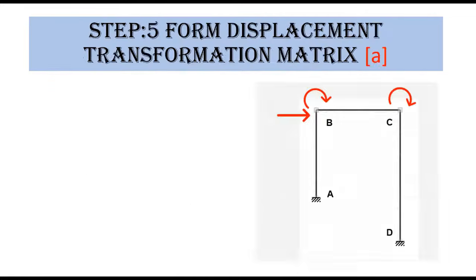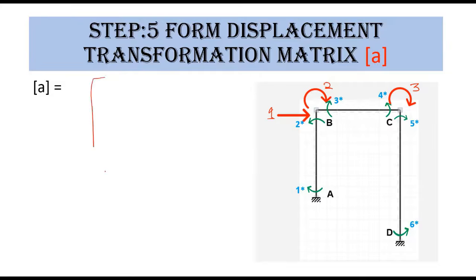Now we will move to step number 5, that is, to form the displacement transformation matrix. And we know in order to obtain the displacement transformation matrix, we have to apply unit displacement in the direction of each system coordinate separately. So for the first system coordinate, I'm naming it 1, 2, and 3. First system, second system coordinate, and third system coordinate. We have to find out the displacement transformation matrix for each element coordinate 1 star, 2 star, 3 star, 4 star, 5 star, and 6 star.